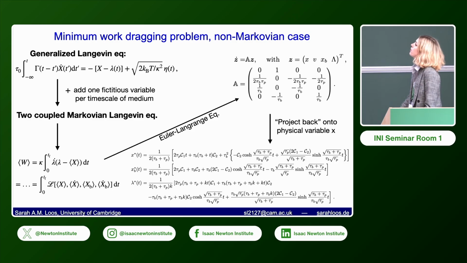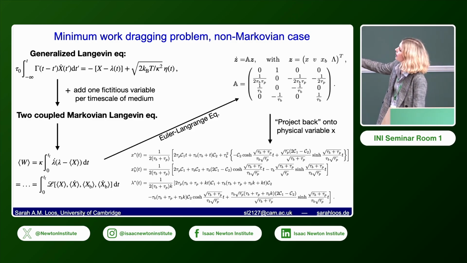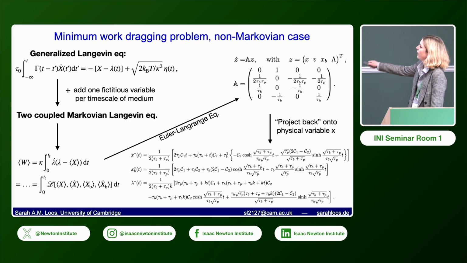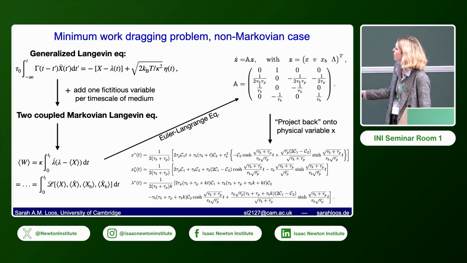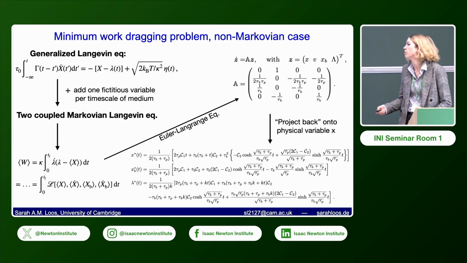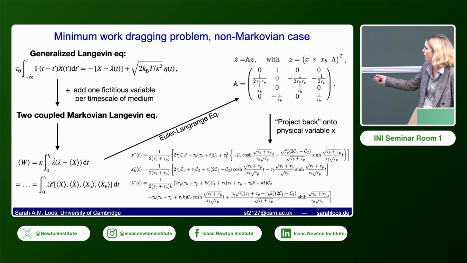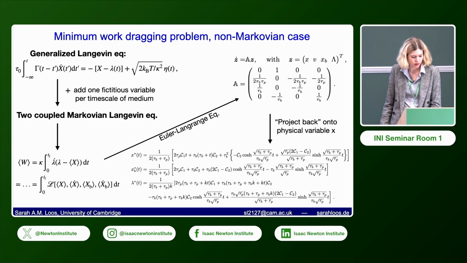So in order to solve this problem, what we did was adding this fictitious variable to write this as two coupled Markovian Langevin equations, then formulate the cost functional for these variables, then use Euler-Lagrange, and at the end project back. And I'm just showing you this to show you, here's the protocol now, that despite this problem looking maybe fairly simple because it's just linear equations, you get quite non-trivial protocols.